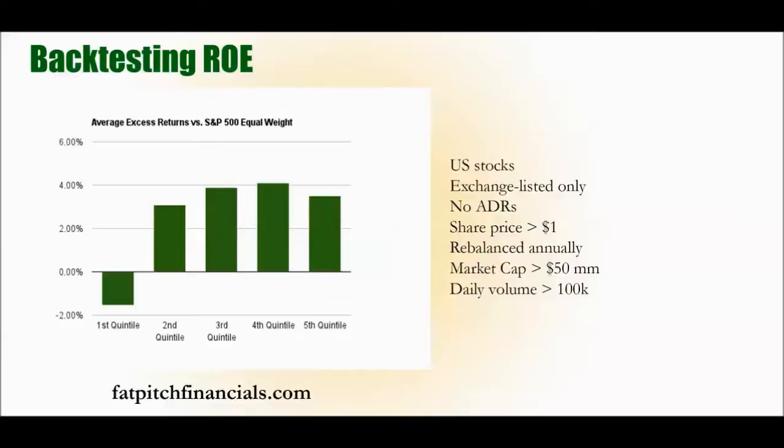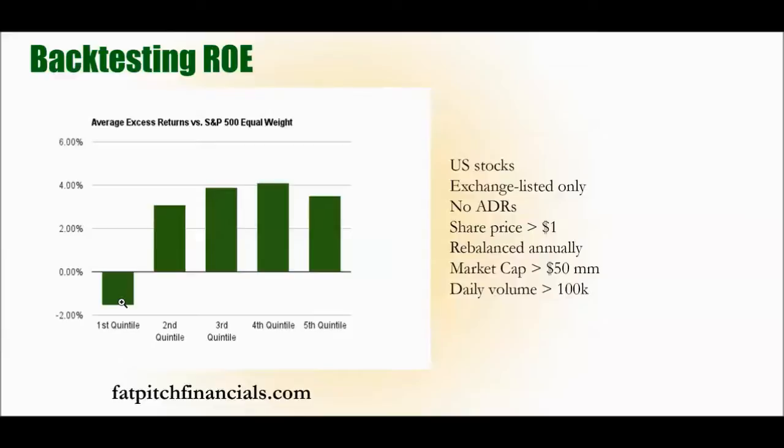And here's what they found. This is relative to the S&P 500. So the bottom 20% of return on equity actually underperformed the S&P 500. And this makes some intuitive sense. The bottom return on equity suggests that they're not generating much income. They might be losing income. They're probably negative, so they're probably operating at a loss.